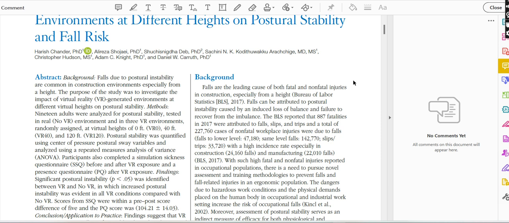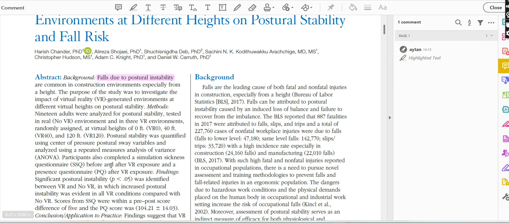Methods: 19 adults were analyzed for postural stability, tested in a real environment and in 3 VR environments, randomly assigned, at virtual heights of 0 feet, 40 feet, and 120 feet. Postural stability was quantified using center of pressure postural sway variables and analyzed using a repeated measures analysis of variance. Participants also completed a simulation sickness questionnaire before and after VR exposure and a presence questionnaire after VR exposure.